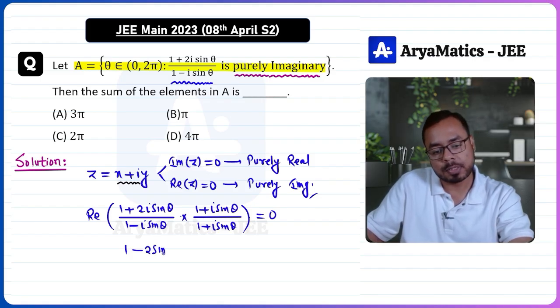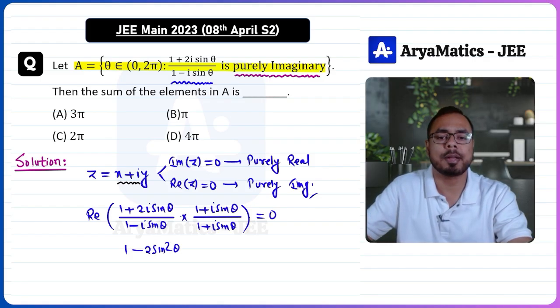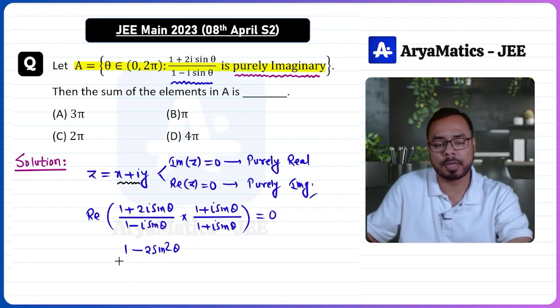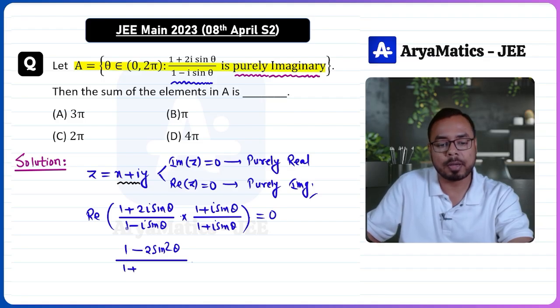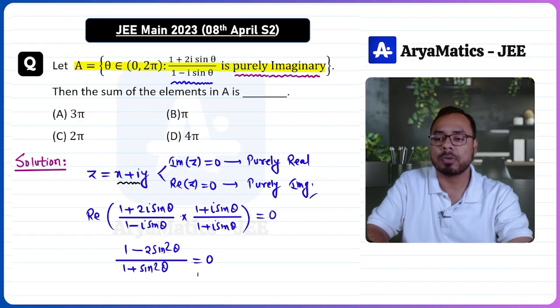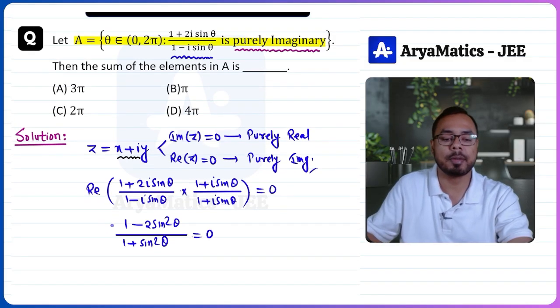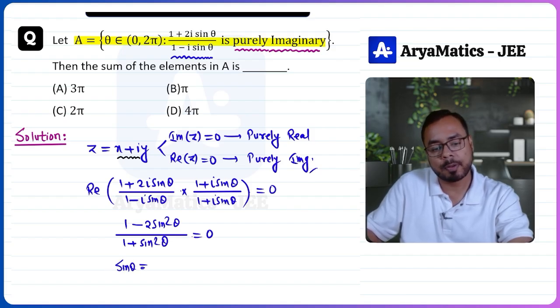2 sine square theta, and in the denominator also you'll get something, but because the right hand side is 0, this will not have any effect, right? 1 plus iota minus iota square will be 1, so 1 plus sine square theta, this equals 0. So basically this is the equation that we are getting, right? The real part of the complex number will be this one, and from here you can see that sine square theta will be 1 by 2, that means sine theta is 1 by root 2 and minus 1 by root 2.